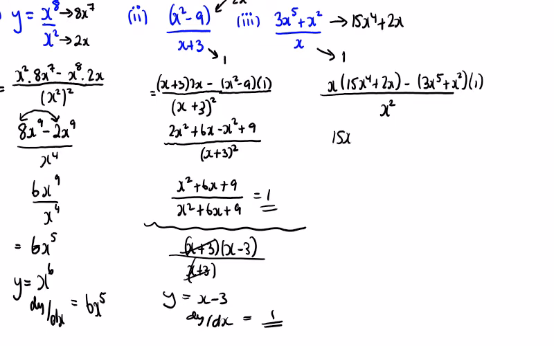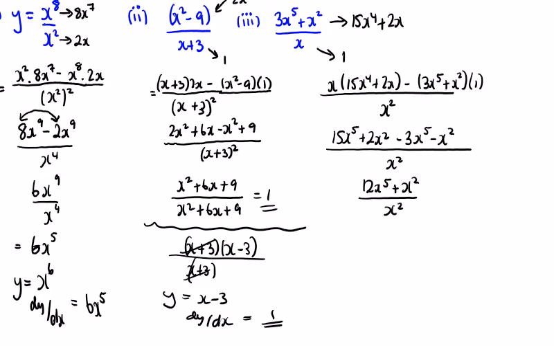So we're going to get 15x to the power of 5 plus 2x squared minus 3x to the power of 5 minus x squared, all over x squared, which is going to give me 15x to the power of 5 minus 3, so 12x to the power of 5, plus 1x squared over x squared, which is going to give me 12x to the power of 3 plus 1.